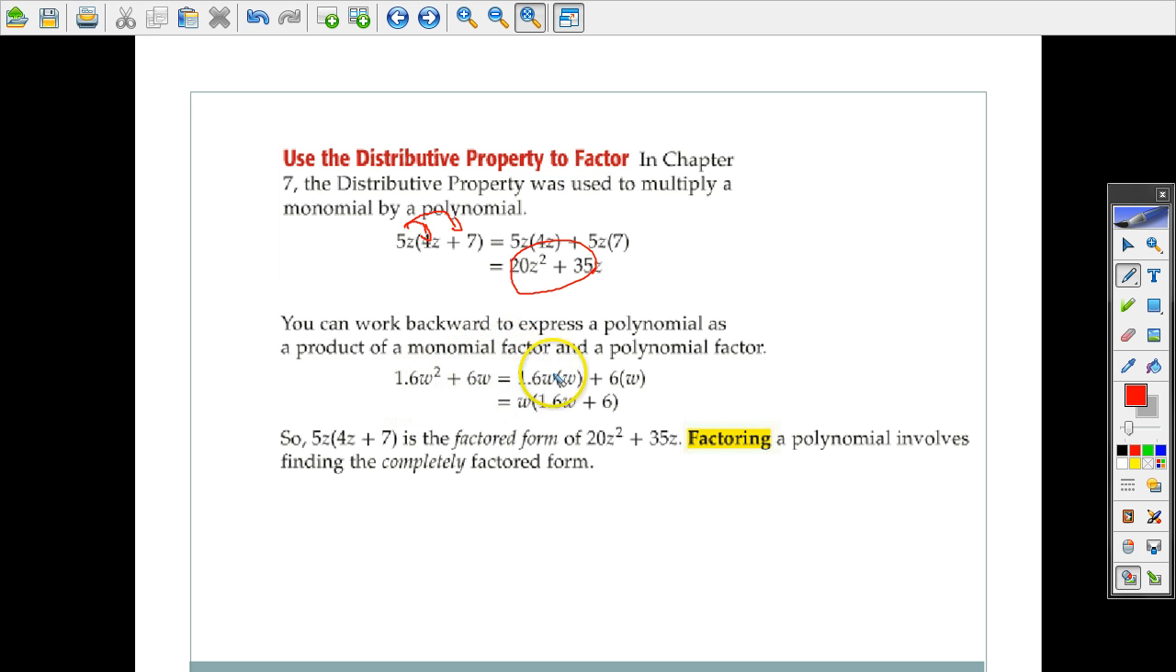And you can see here they both have w in common. So I'm going to factor out the w, and what's left here is 1.6w, and then you have the positive 6. So if you have this, its factored form is here. Okay. Factoring a polynomial involves finding the completely factored form. So whatever they have in common must all come out.